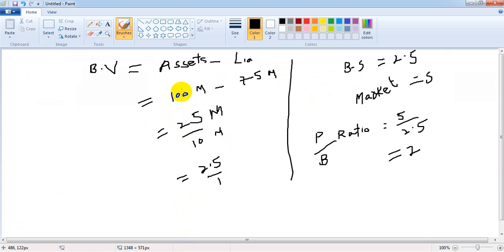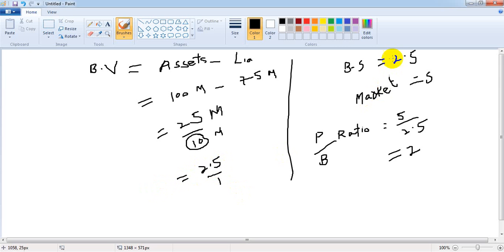this 25 million, 100 million minus 75 million, so we got 25 million. We will divide it by number of shares outstanding. 10 million shares were outstanding, so we got 2.5. That is, book value of share is 2.5. 2.5 is the book value.